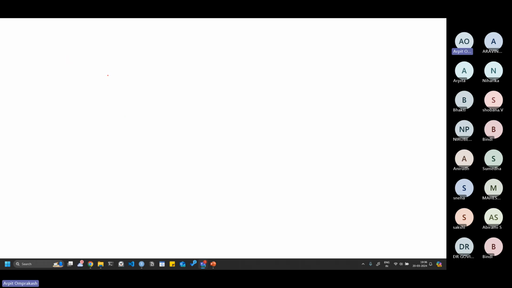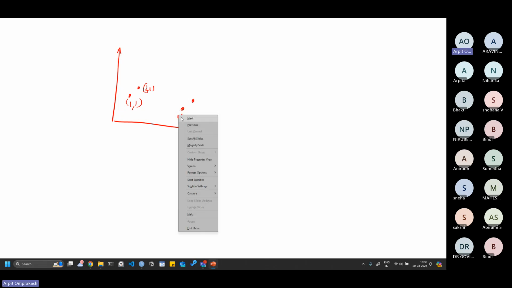So for example, let's say you have a plot like this, where you have one, this is two, one, this is four, one, this is five, two, let's say. Okay.